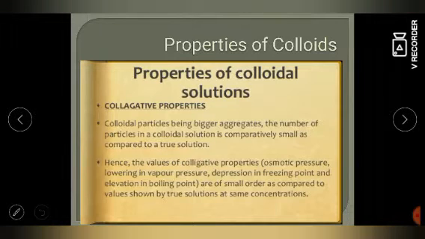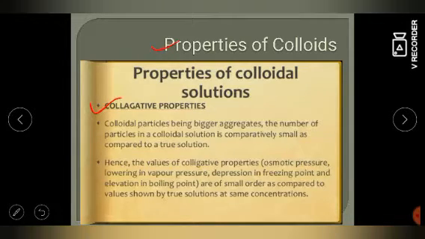Now after this we are talking about properties. Today we will do the properties of colloids. In properties of colloids, basically if we talk about colligative properties, this is one of the important properties of colloids. Colloids show colligative properties. Now what is a colligative property? It is the collective property.